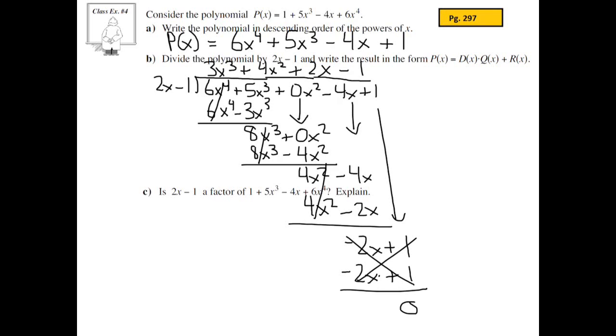In the end, if we have to write it in this particular form, it's going to be 2x minus 1 times what we have on the top here, which is going to be 3x cubed plus 4x squared plus 2x minus 1. We don't have any remainder, so you leave that blank. So the question is, is 2x minus 1 a factor of 1 plus 5x cubed minus 4x plus 6x to the power of 4? Absolutely, because there's no remainder.